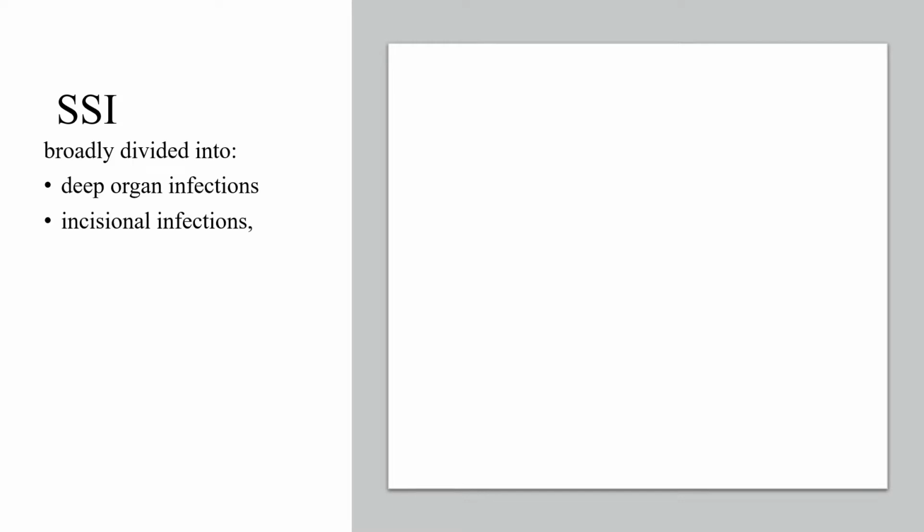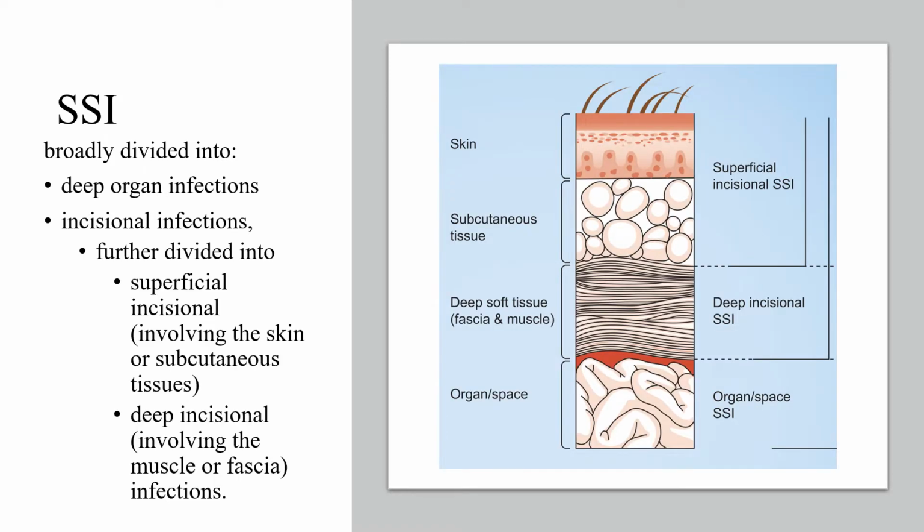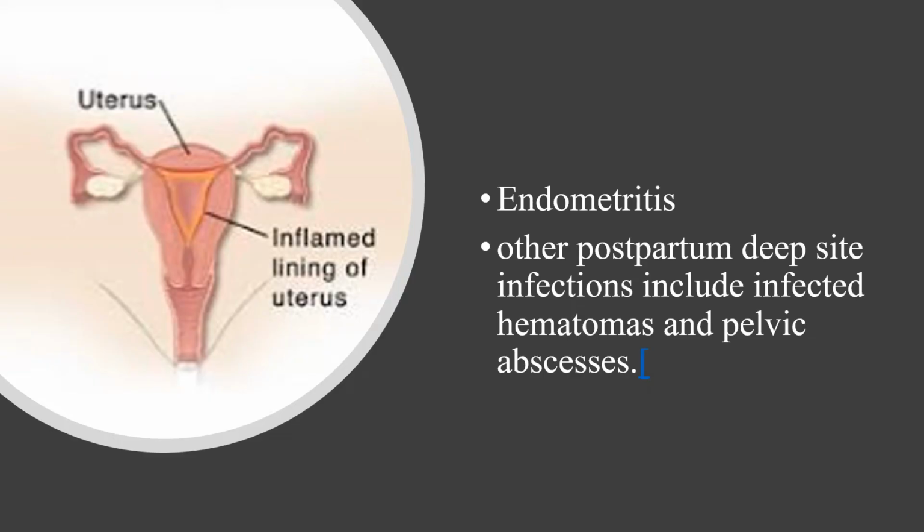Surgical site infection can be broadly divided into deep organ infections and incisional infections, which can be further divided into superficial incisional, involving the skin or subcutaneous tissues, and deep incisional, involving the muscle or fascia infections. Endometritis following surgical delivery is an example of deep organ infection. Other postpartum deep site infections include infected hematomas and pelvic abscesses.